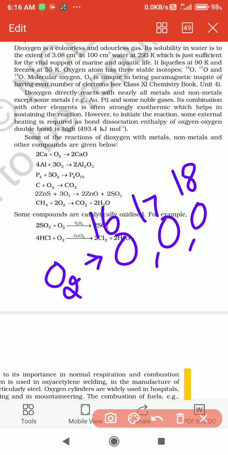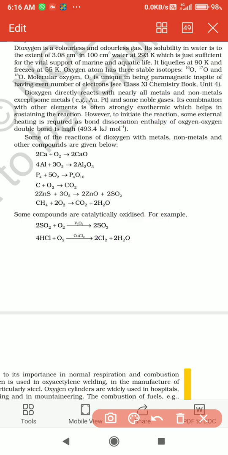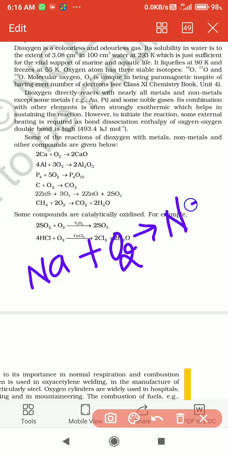Its combination with other elements is often strongly exothermic. That means when metals react with oxygen, a large amount of heat energy is produced. For example, sodium metal reacts with oxygen to form sodium oxide, Na2O, and a large amount of heat energy is released.